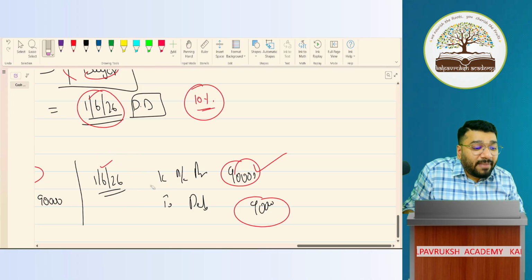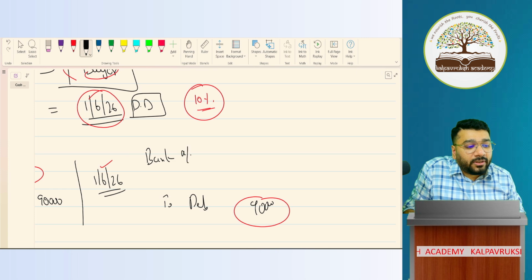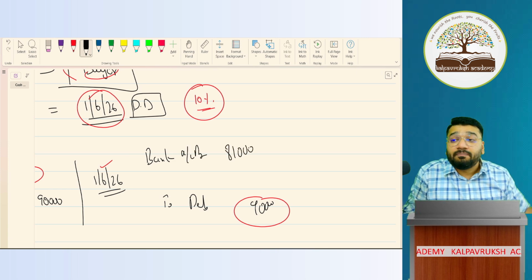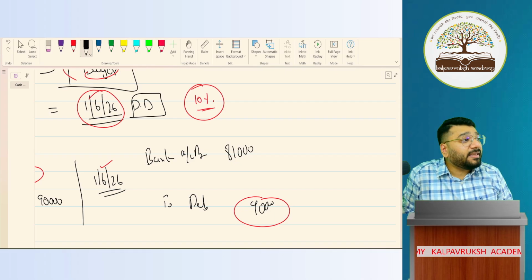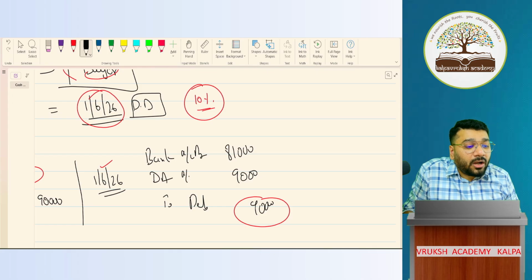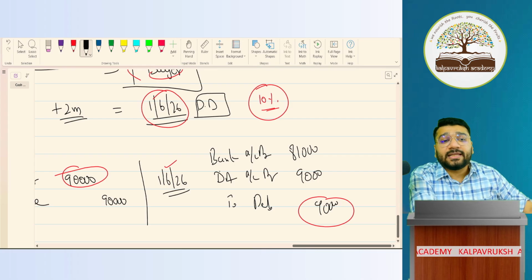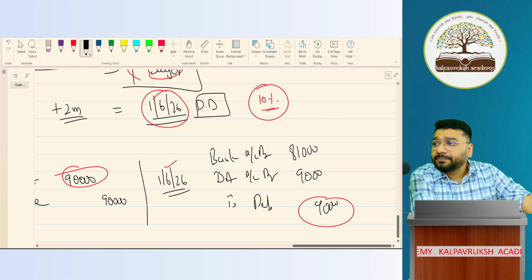But how much am I receiving in bank now? Bank account debit only 81,000. The balance 9,000 what I'm not receiving is my loss. Debit all expense and loss. So discount allowed account debit 9,000 to debtor. Any problem here? Any big difficulty in understanding this? Any problem, online people?